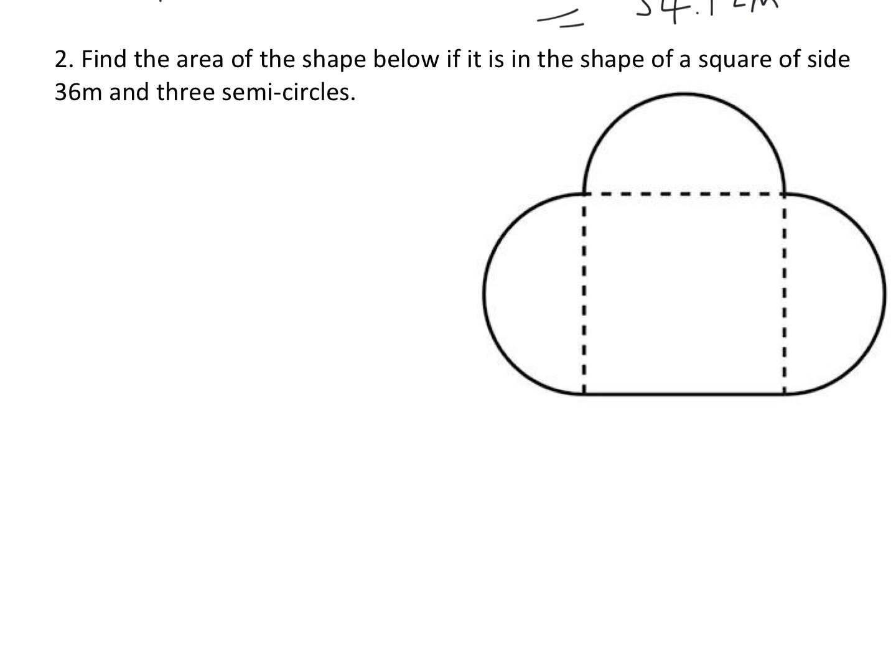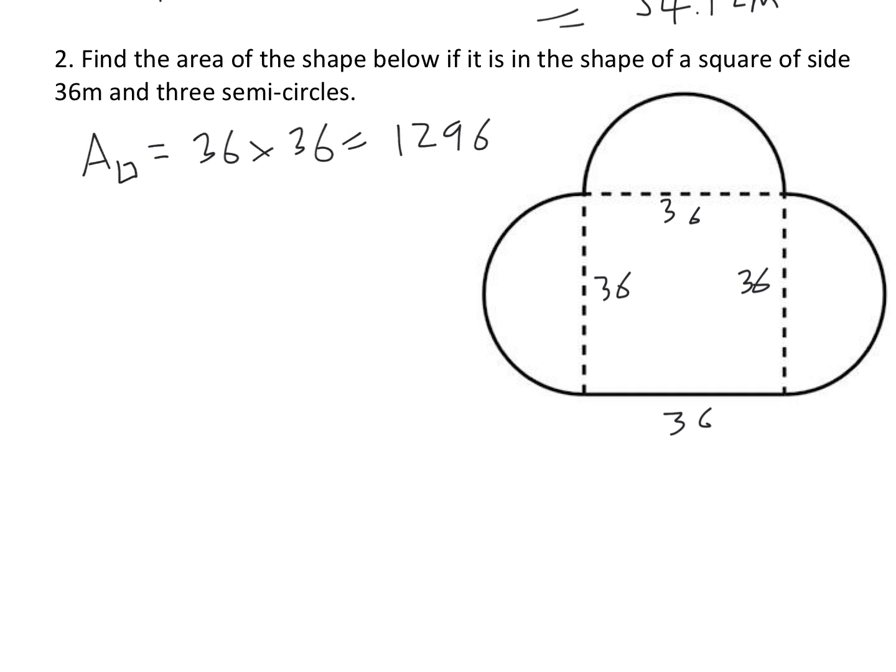Okay. Question 2. Find the area of the shape below if it is in the shape of a square of side 36 meters and 3 semicircles. So the side is 36 meters. That's 36 here, 36, 36, and 36. We're trying to find out the area. Let's get the area of the square. I can work that out. That's 36 by 36. And that gives 1,296.